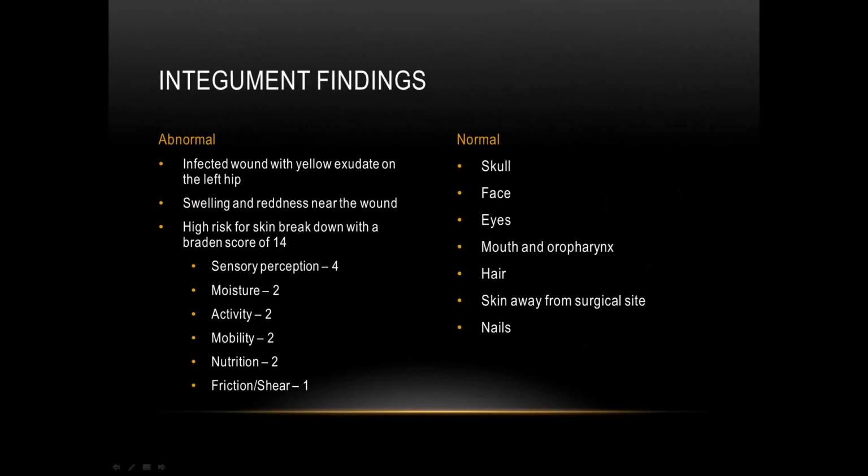Lydia's skin should be assessed because of her wound and her risks for further skin breakdown. Upon assessment, we would find an infected wound with yellow exudate on her left hip. We would also find swelling and redness near the wound. We would also find that she is at high risk for skin breakdown with a Braden score of 14. Her incontinence, level of activity and mobility, and poor nutrition all contribute to her low Braden score.